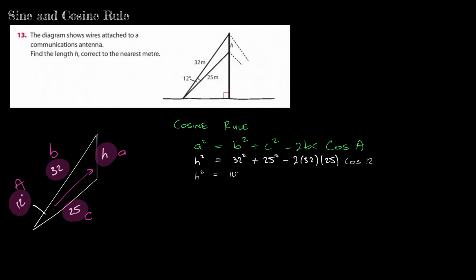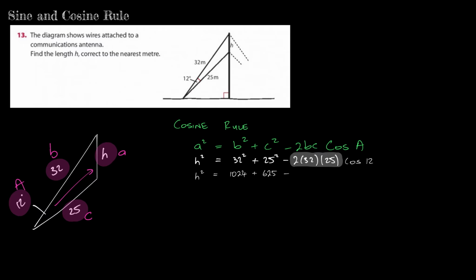So you get 1024 plus 25 times 25 is 625. Okay, minus 2 times 32 times 25 times cos of 12 gives you 1565.036161. Okay. Now, some people, actually, you know what I'll do? I'll actually do this step by step. What I'll do is I'll just do these. I'll do this first, because it's best that we keep the same way the whole time, right?